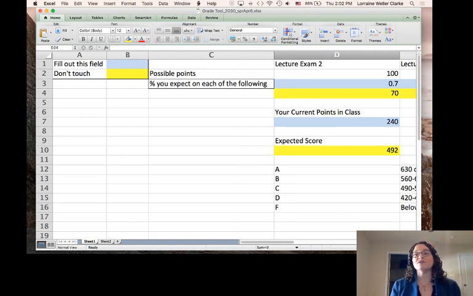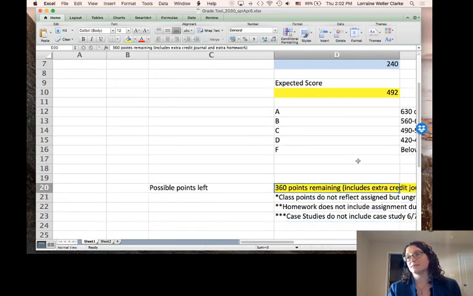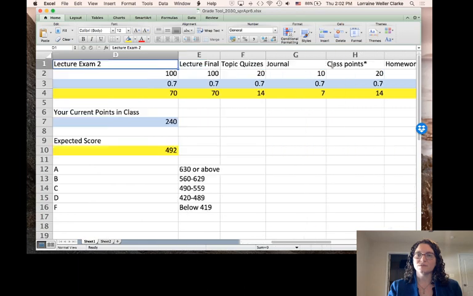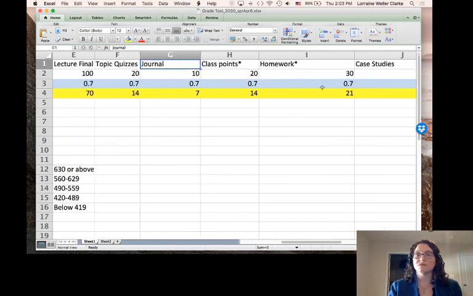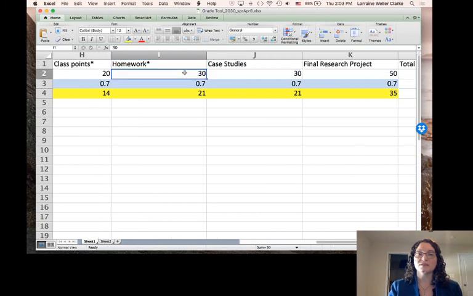But I'm going to show you some of the guidelines about where everyone is, okay? So this is what I sent to you. The key here is that there are 360 points left in class, okay? There is lecture exam 2, lecture final, and topic quizzes. Those are the Blackboard quizzes we do. So there are 2 left of those. The journal. Class points is about 20 points left-ish. And then homework. There are 3 homeworks left. One of them's extra credit. I put it up there because you guys will probably still finish it.